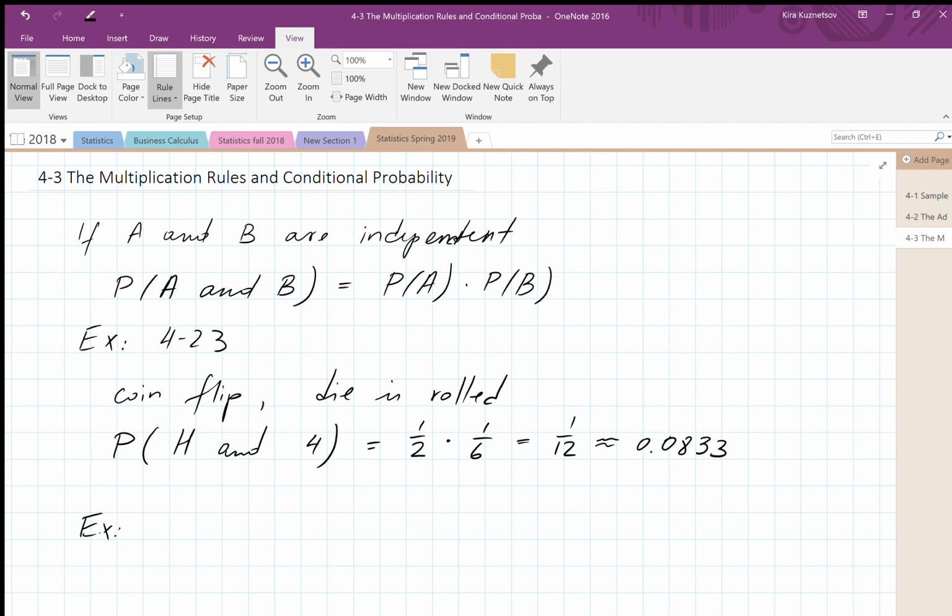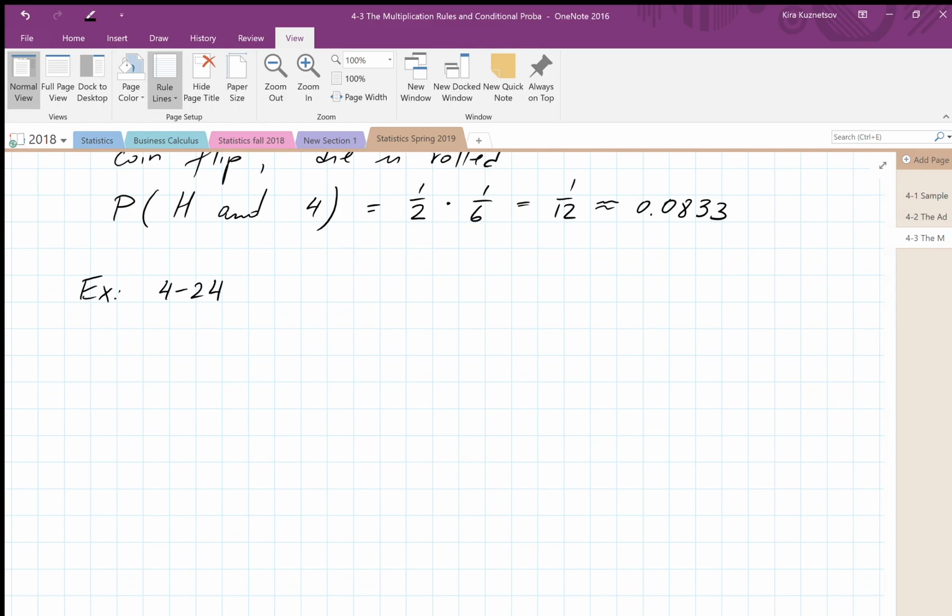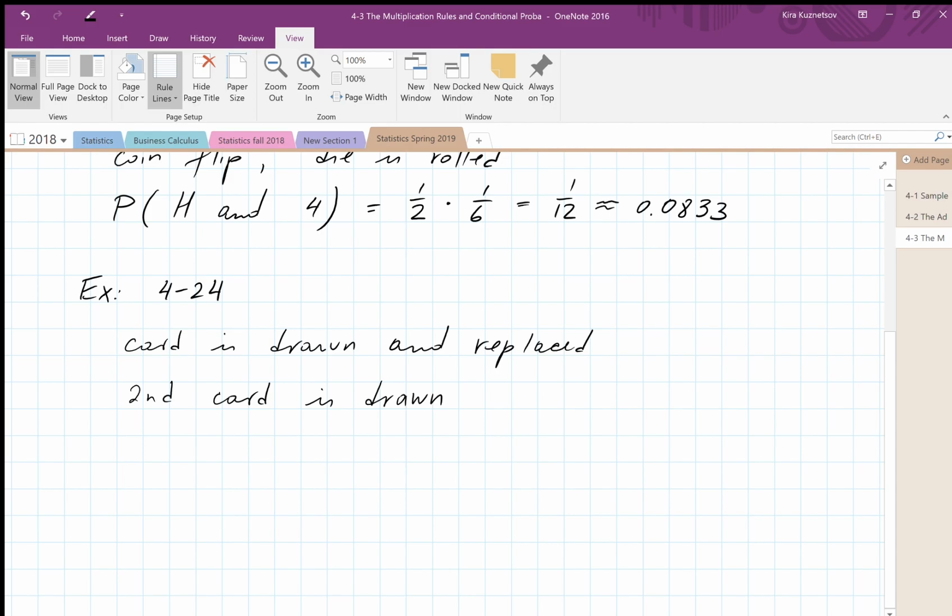Next example, 4-24. A card is drawn from an ordinary deck of cards and replaced. So a card is drawn and replaced. Then the second card is drawn. Find the probability of getting a king and then a 7. So I need the king and the 7.